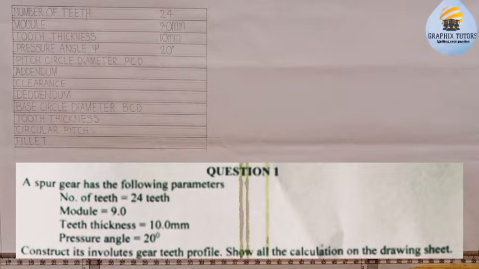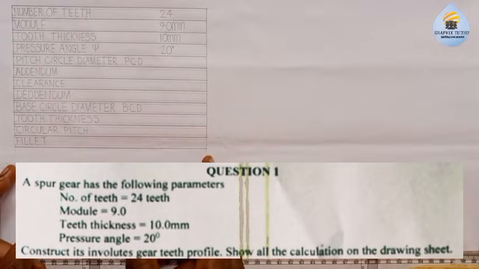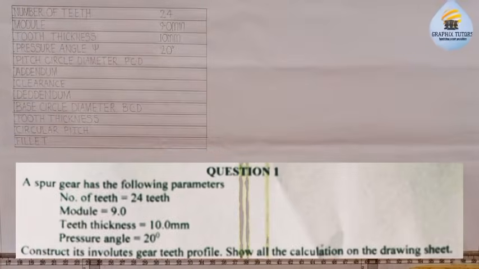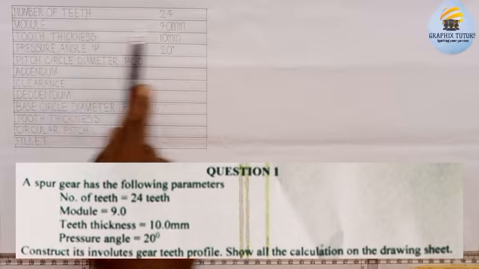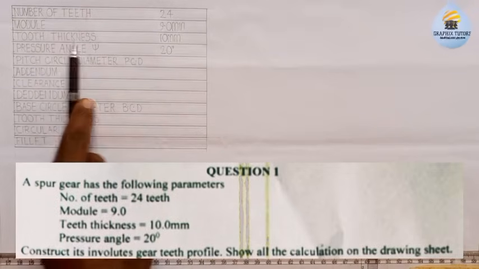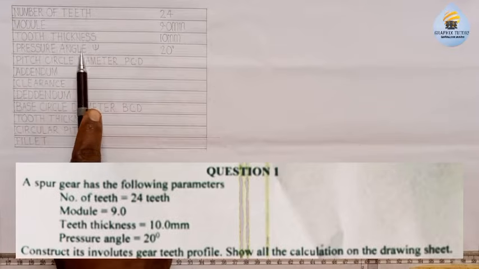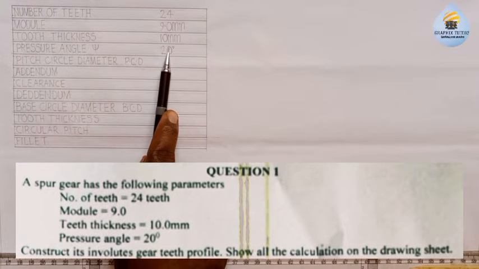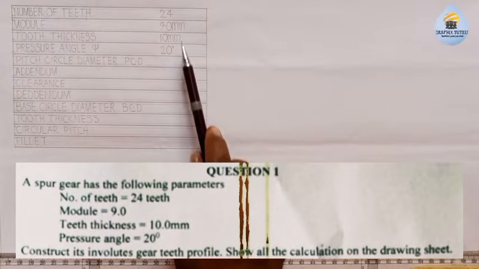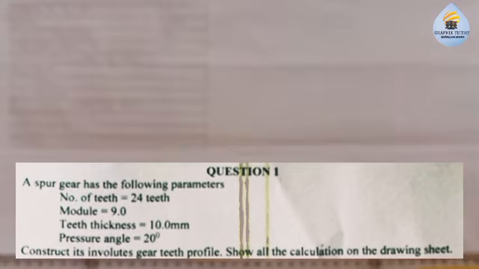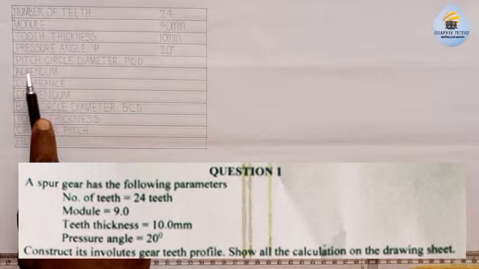Now, one of the important things you need to do is to write out your parameters in a table, in a tabular form, the way you see it this way, right? And from the question as shown on the screen, we are given just four parameters: the number of teeth, 24, the module, 9, the tooth thickness, 10 millimeter, and the pressure angle, 20 degree, right? So what you do here is we need to calculate the rest of the parameters using these four parameters given. So the first thing you do is to calculate for what?